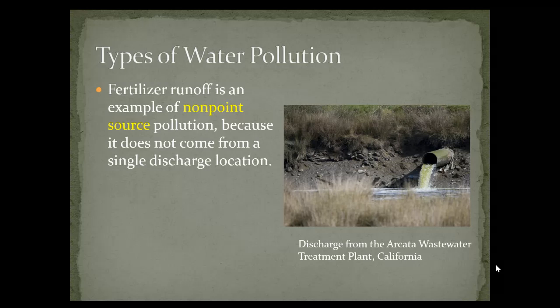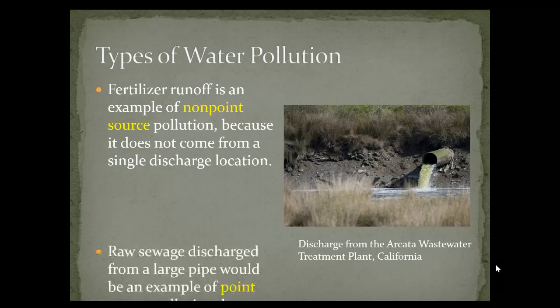Water that runs over farmers' fields. There's fertilizer in there, but which field did it come from, or what part of a field? You don't know. So we call it non-point. There's not one point that it originated from.